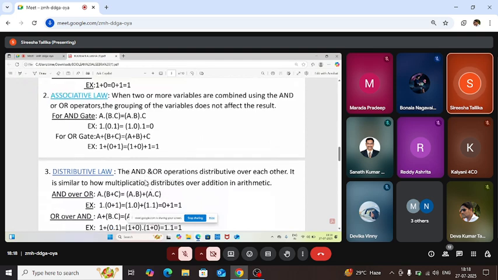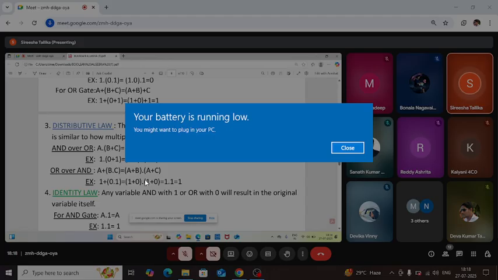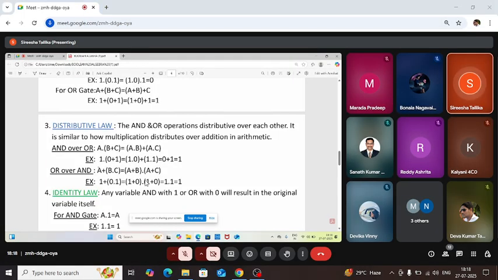And then the third law is the distributive law. The distributive law means that AND and OR operations distribute over each other. If we combine both AND and OR operations, it is similar to how multiplication distributes over addition in arithmetic. So multiplication is used for the AND gate, and addition for the OR gate. First, AND over OR: a into (b plus c), where this symbol is for the AND gate and the plus is for the OR gate.